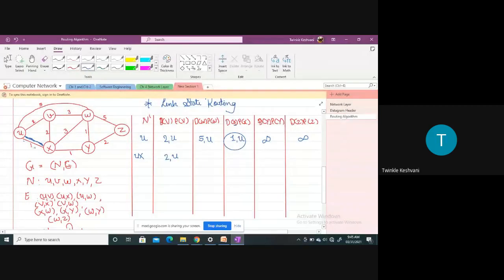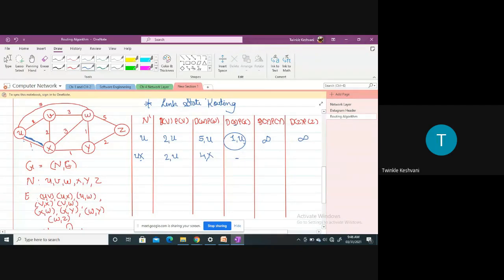And what will its cost be? That is 1 plus 3, that is 4. So I got one cost, that is 1 plus 3, 4, and another cost, that is 5. So obviously I will take the least cost, that is 4. So 4 is the cost here, and the predecessor node to reach W is X. Here we have already put X in Q, so we'll keep this box empty here.